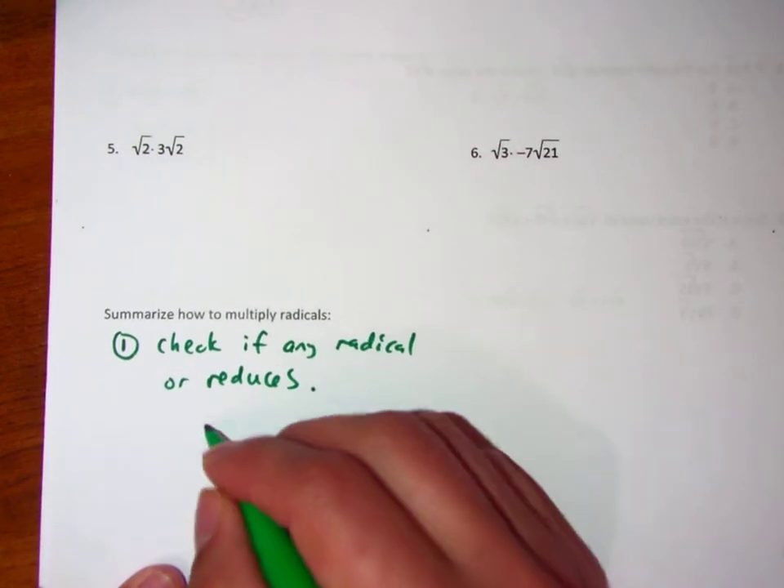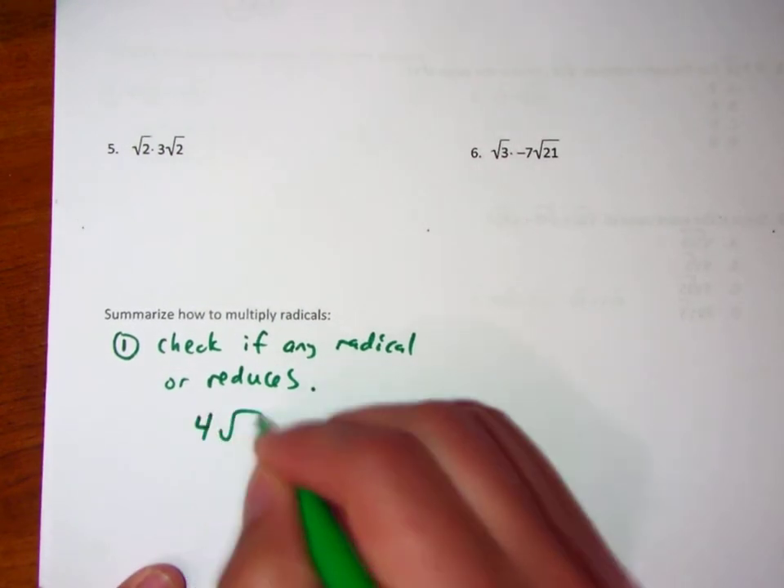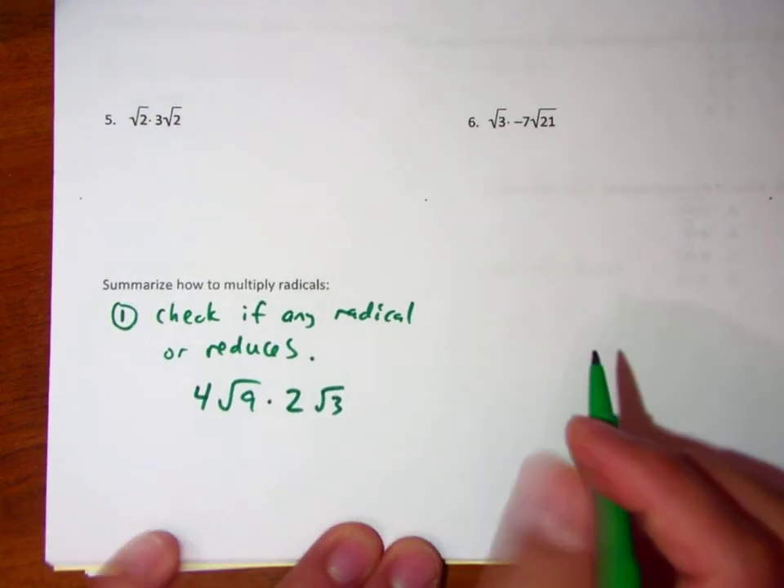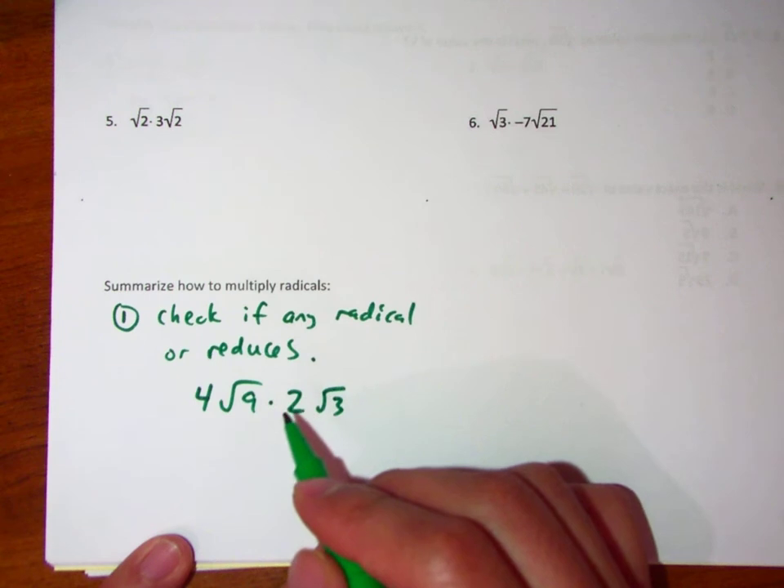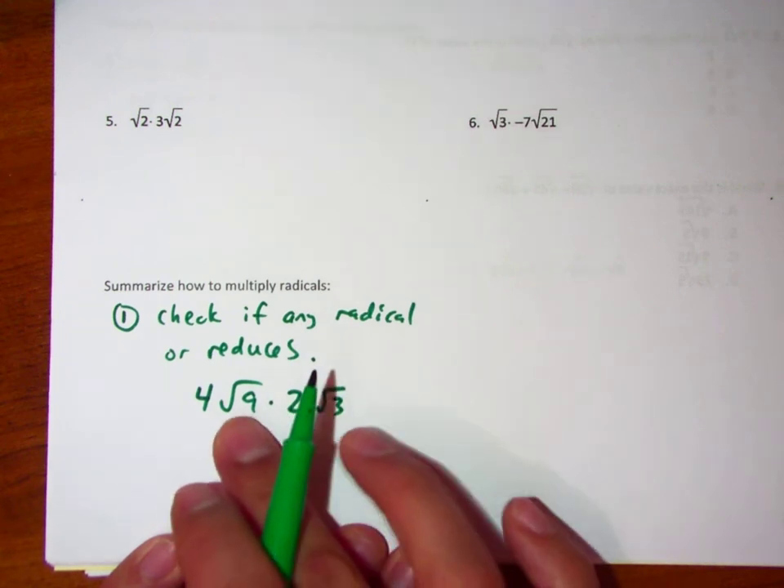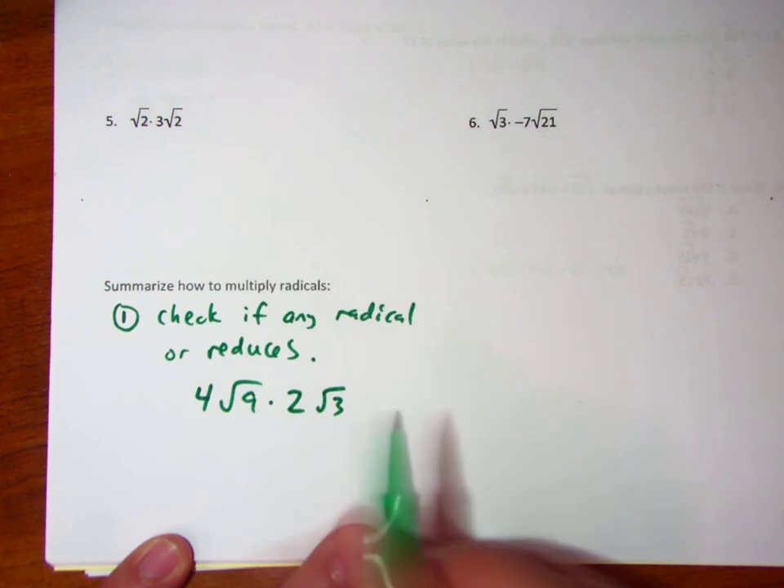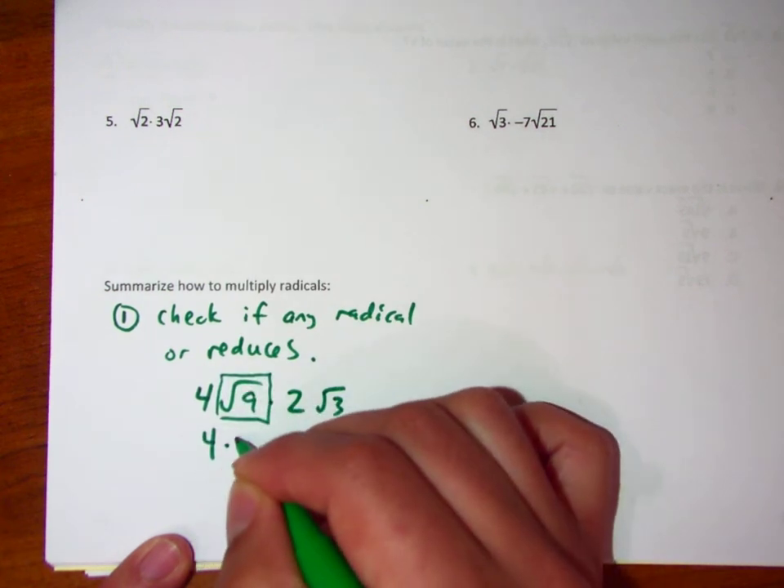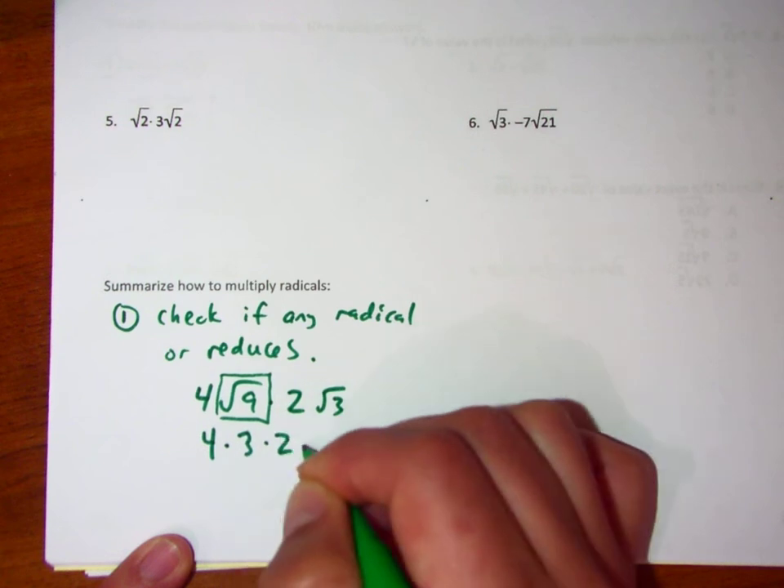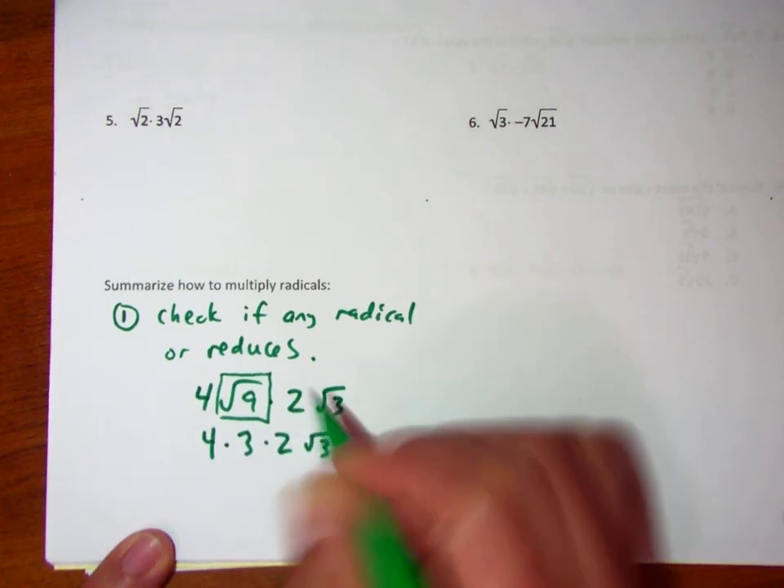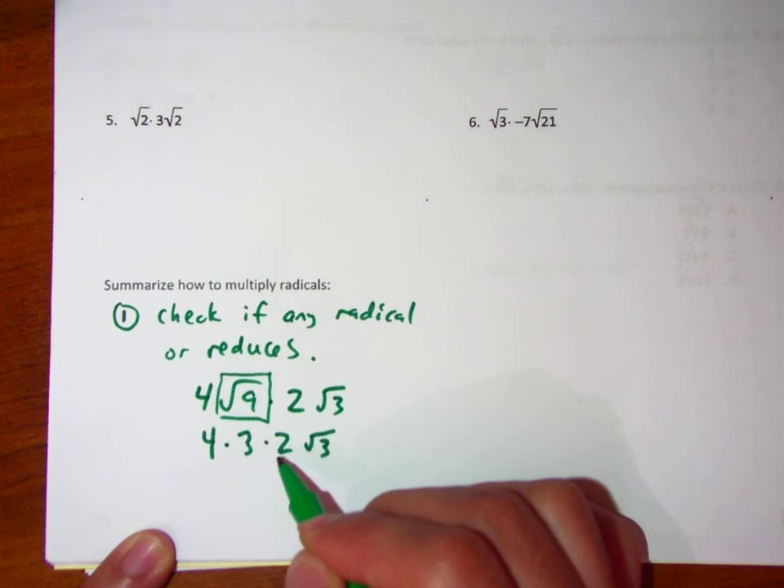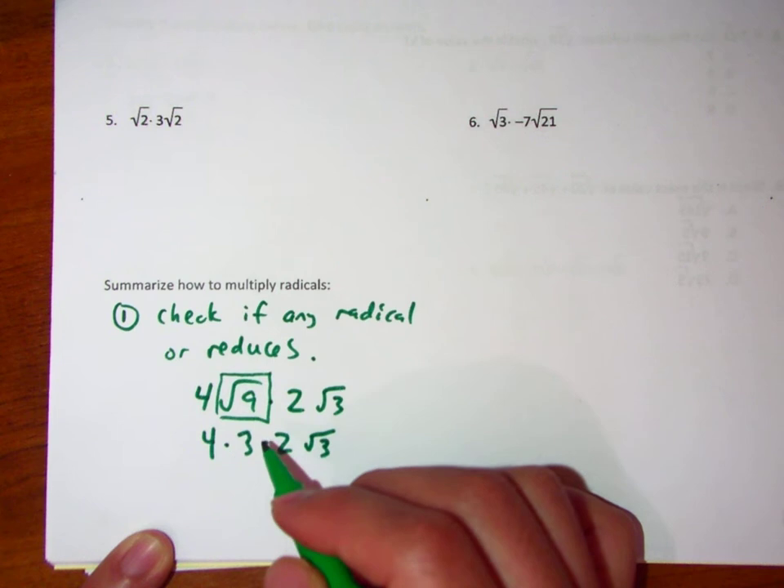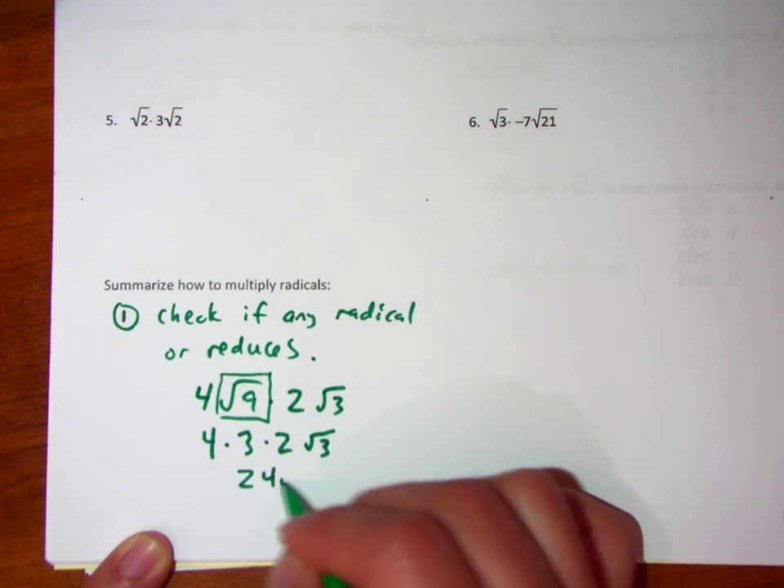if I have 4 square root of 9 times 2 root 3, right? You could certainly multiply the 9 and the 3 together first, but right here, the square root of 9, I know that that's 3. And so this becomes 4 times 3 times 2, and then the square root of 3 is just kind of left. And so now you would multiply the numbers that are not inside the radical together. 4 times 3 is 12, times 2 is 24. So this would be 24 root 3. Okay?